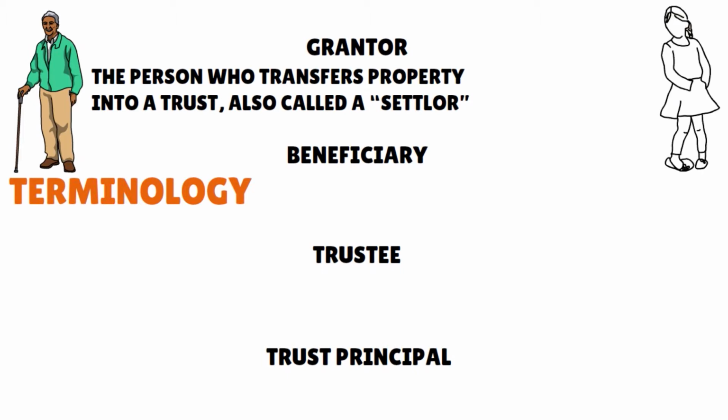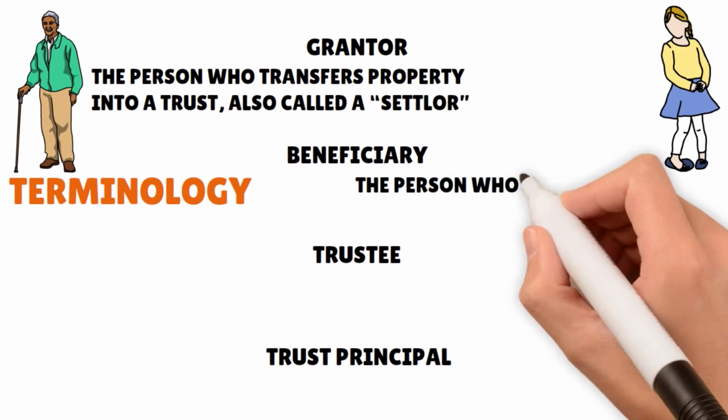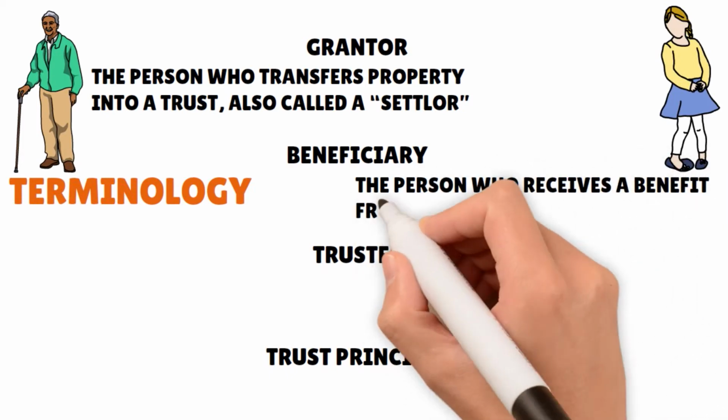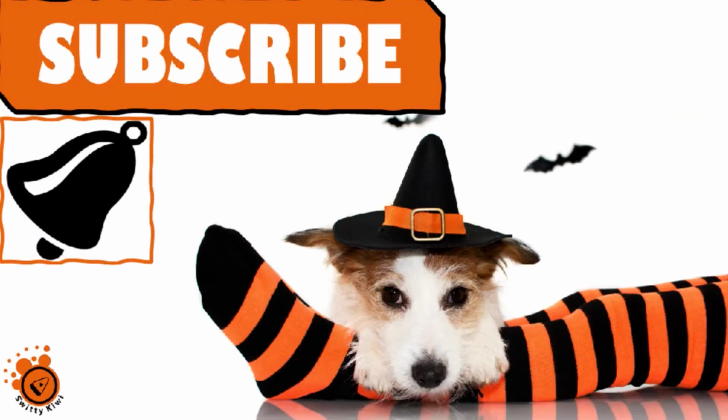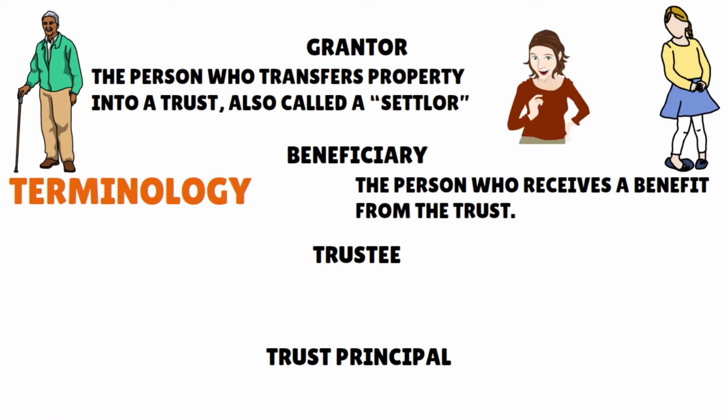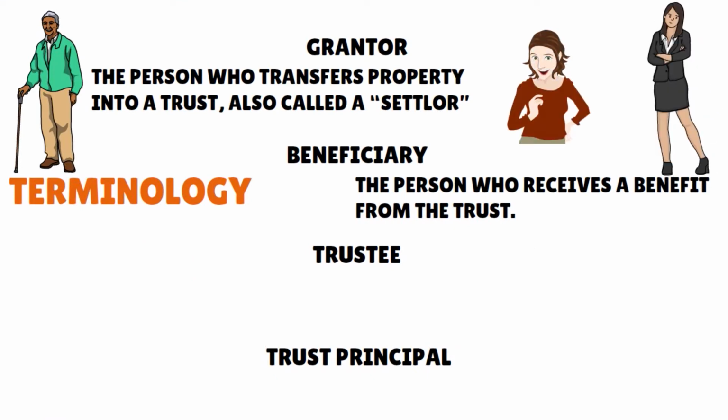Next, beneficiary. The person who receives a benefit from the trust is called a beneficiary. If you are the grantor, you can appoint your child, your aunt, your uncle, or a friend, or even a charity or an organization, as the beneficiary.